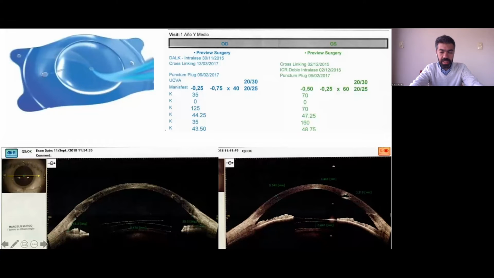And you can see here the image of the phakic ICL in the intracorneal rings eye and in the DALK. And these are the results after 1.5 years of the surgery. And this is the final refraction. So this patient is a pilot. You can see you can have excellent results.